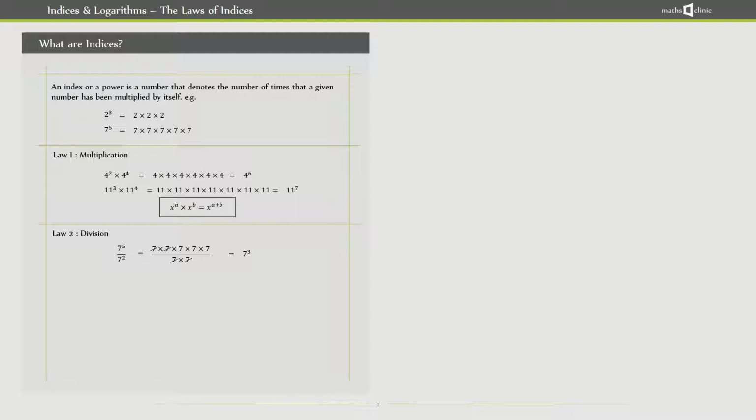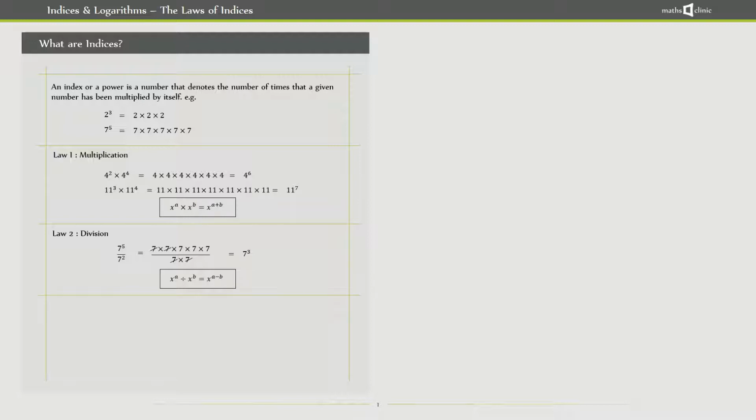So pretty much anytime you have a number with an index divided by the same number with another index, you simply find the difference of the indices. Okay, so this is our second law. X to the power of a divided by x to the power of b equals x to the power of a minus b. Okay, this is our second law, a law for division.